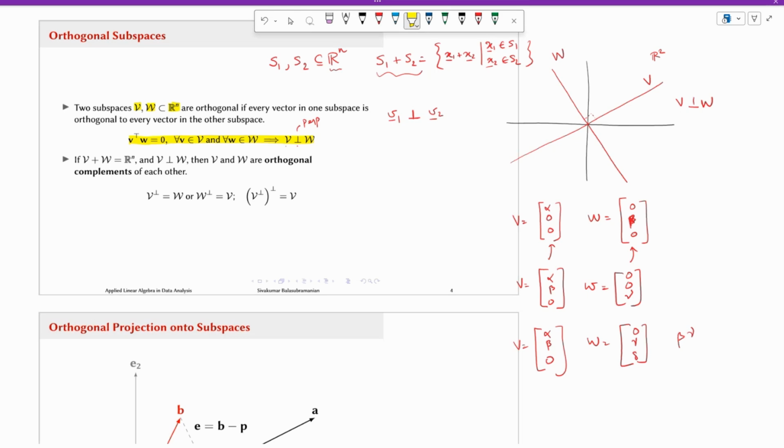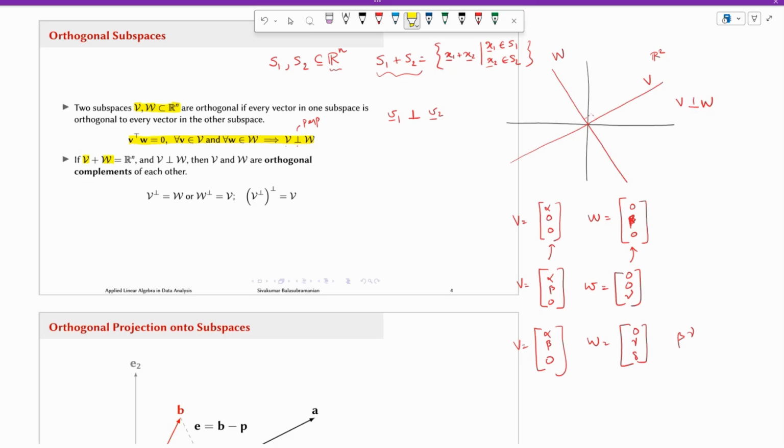Now, if we have two subspaces that are orthogonal to each other, and if the sum of those two subspaces gives you your original parent space, right? Let's say we have V and W, which are subspaces of Rn, and let's say the sum of V and W actually gives you Rn. You add the two of them together and you get all of Rn.